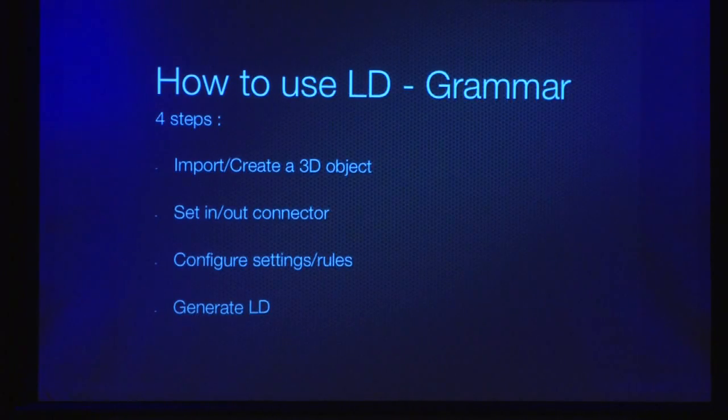So how to use this add-on? We created it to create an object or level design or whatever you want at the end. There are 4 steps. The first is to create or import your object. That's obvious. If you don't have a mesh, you can create one. The second part is to set the in and out connectors. I will explain them later. Then configure your settings and rules and generate your level design.